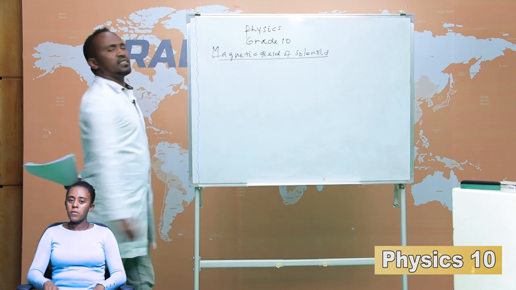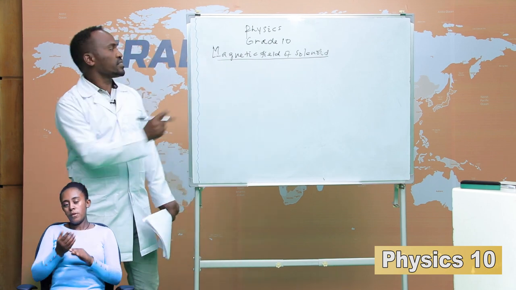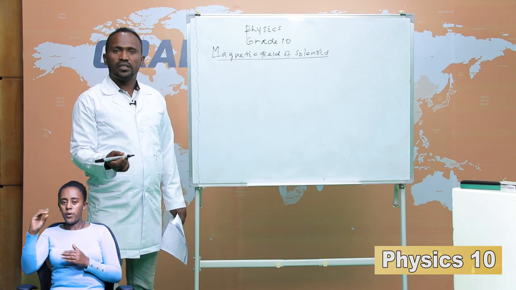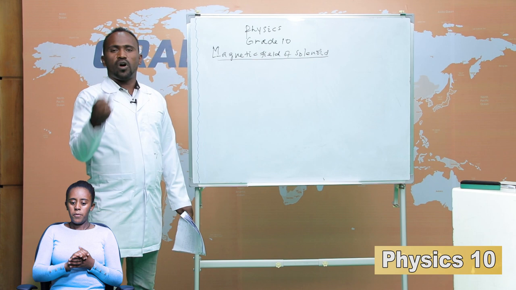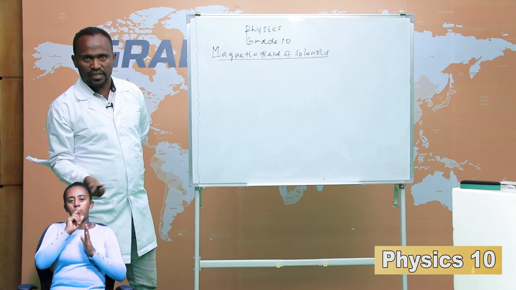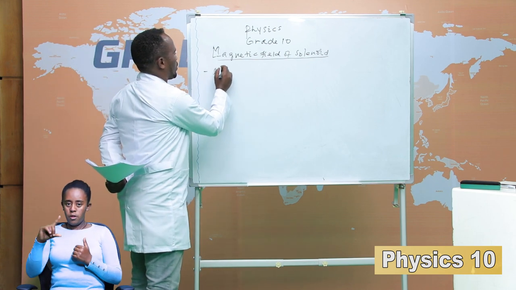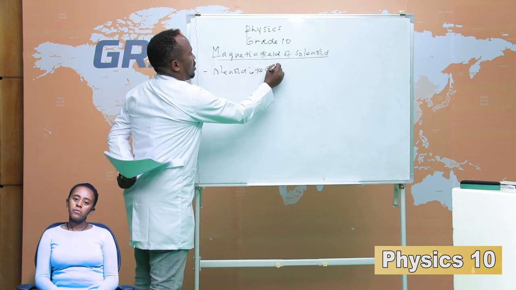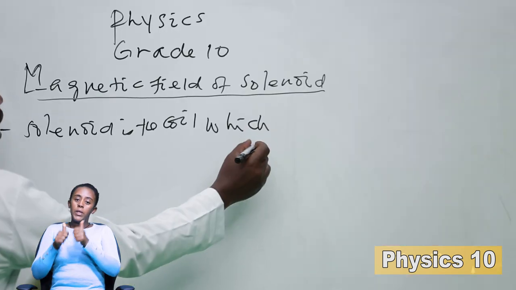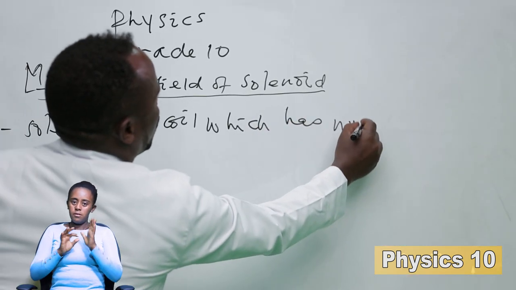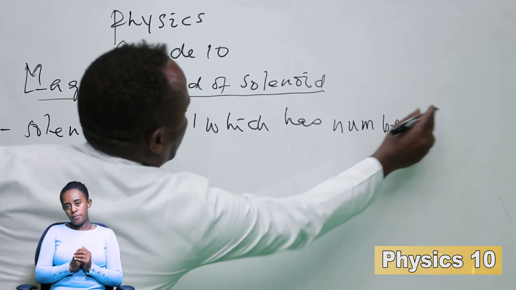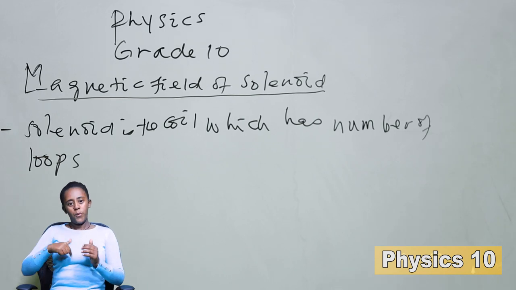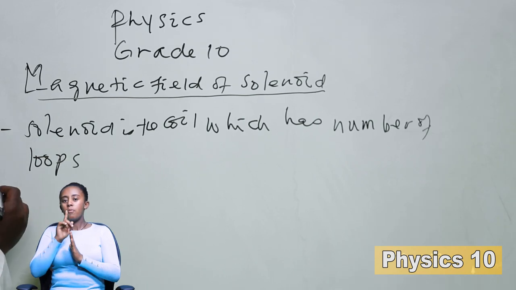So let us see the magnetic field of a solenoid. Before starting this, what is a solenoid? A solenoid is a coil which has a number of loops, or we can say that a solenoid is a number of turns of wire.